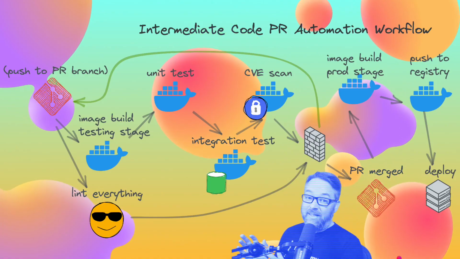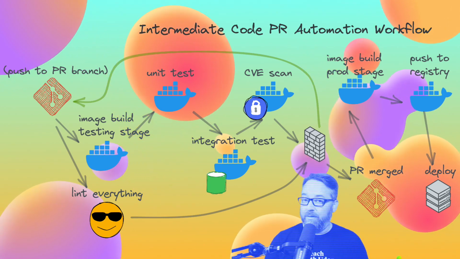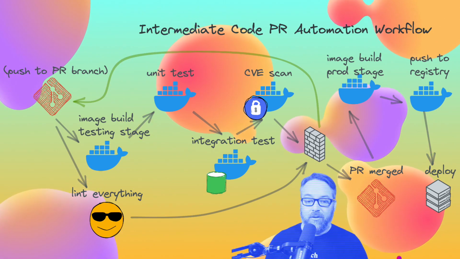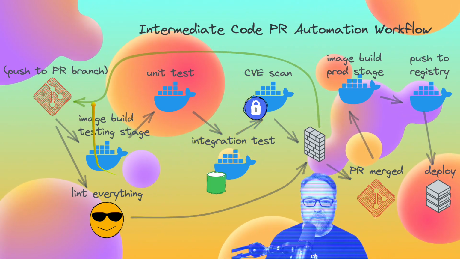Now we're up to the intermediate level. So hopefully you've graduated from basic and you're starting to get more advanced in your workflows. So you'll see new things here, like we're now linting everything. You'll notice that these are meant to be in parallel.